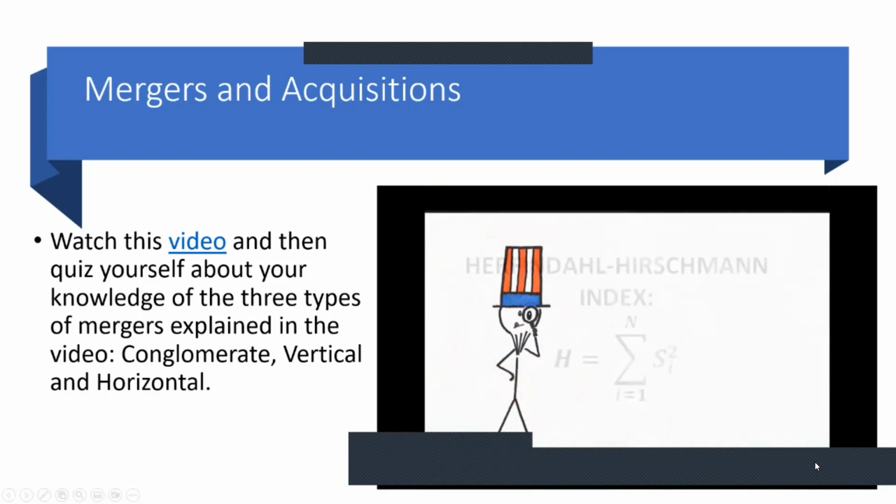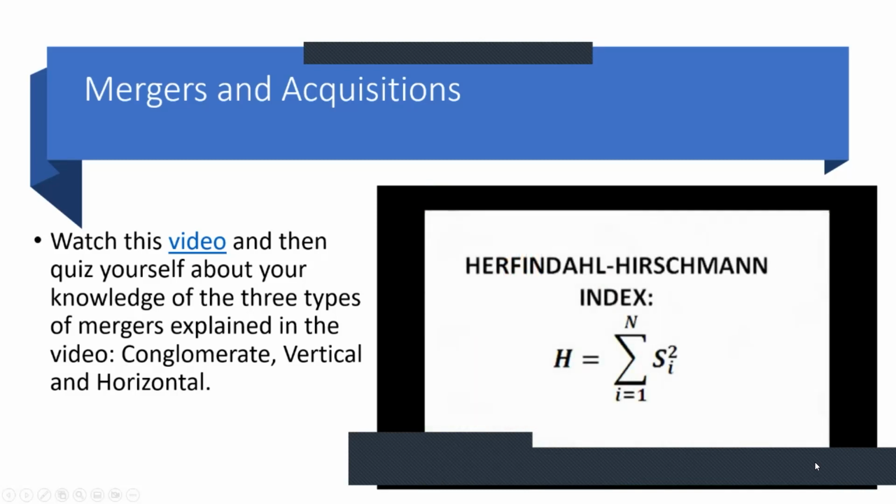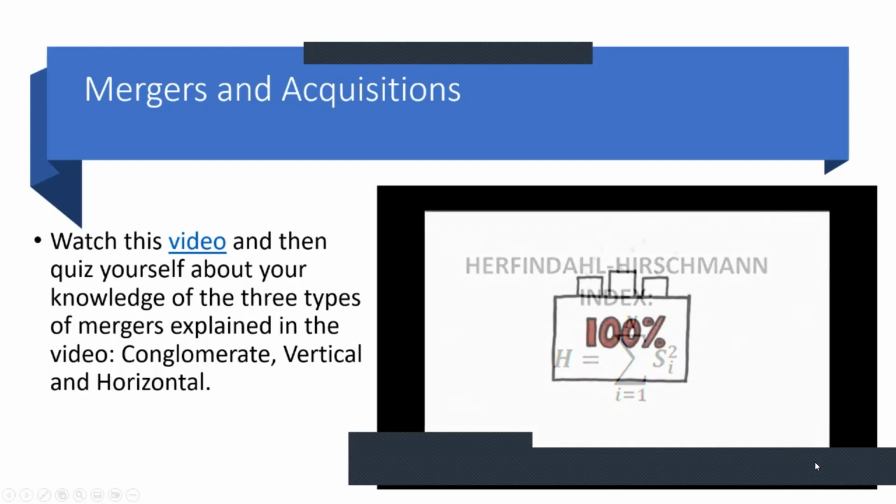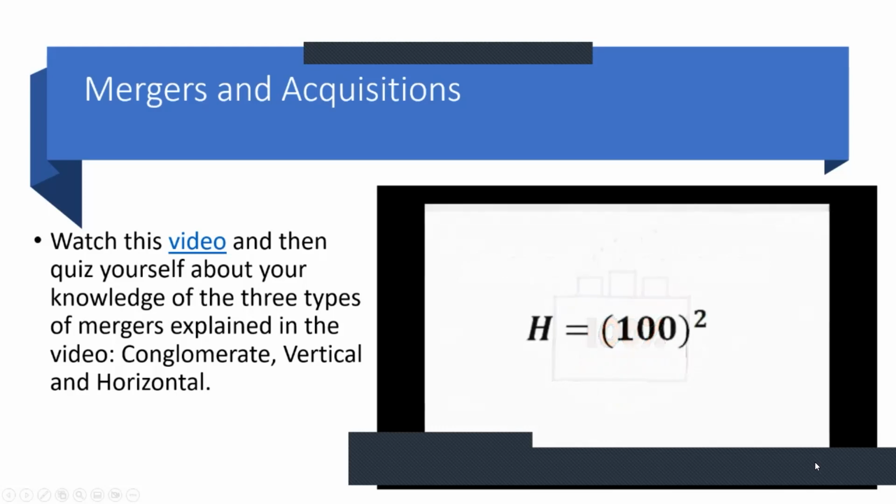The Herfindahl-Hirschman Index uses the sum of the squares of each firm's market share, or the 50 largest firms if there are more than 50, to measure industry concentration. For example, if the industry is a monopoly, then there's only one firm, which has 100% of the industry. So H equals 100 squared, or H equals 10,000. Thus, 10,000 represents the highest possible index number, or the highest level of industry concentration.